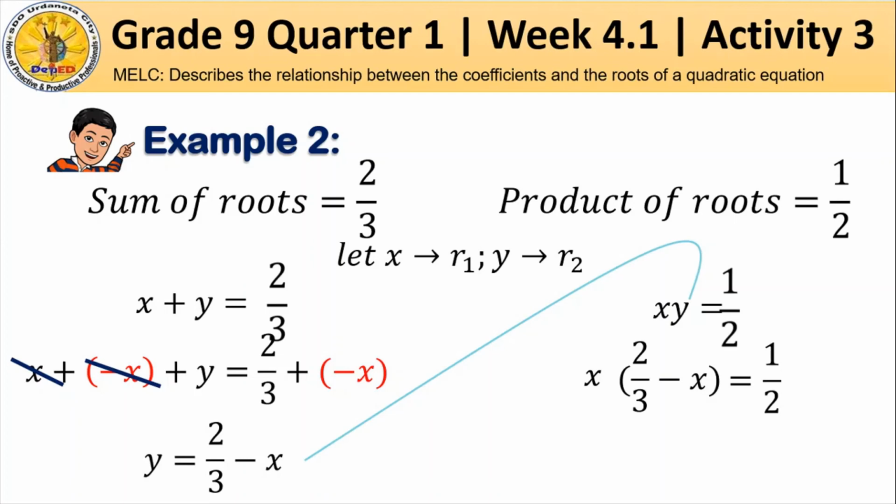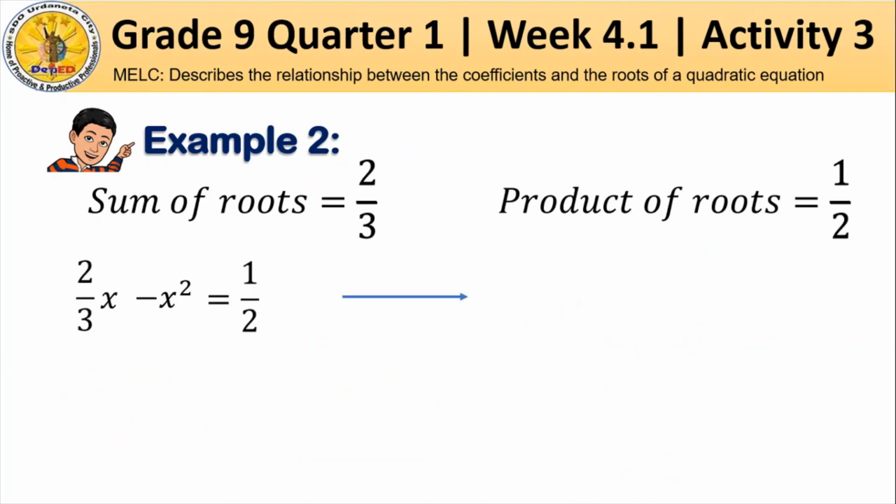By distributive property, x times 2/3 is 2/3 x. x times negative x is negative x squared. That is equal to 1/2. The resulting equation is 2/3 x minus x squared is equal to 1/2. To transform this into standard form, we need to multiply the whole equation by the LCD of the fractions, which is equal to 6, times the whole equation, 2/3 x minus x squared is equal to 1/2.